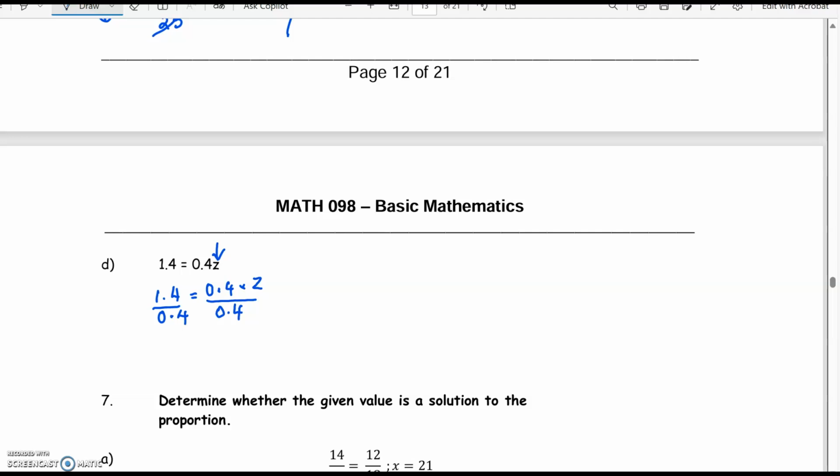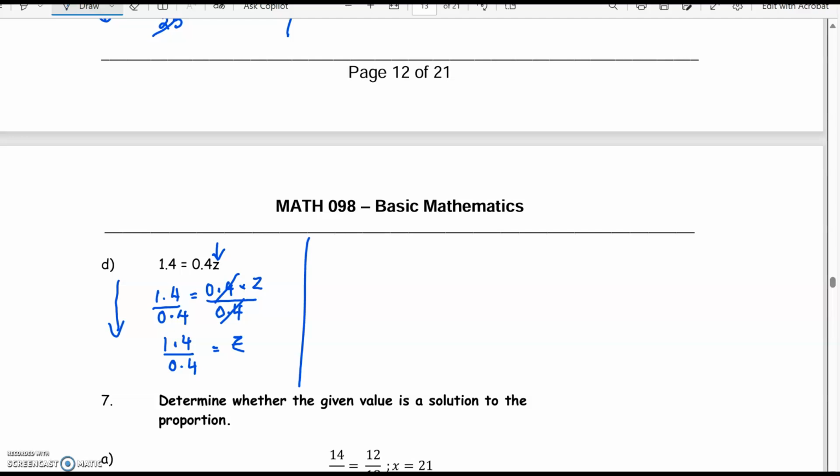Whatever we do to one side of the equation has to be done to the other side of the equation to keep the equation valid or balanced. So we cancel the 4's, and I'm going to work vertically down here. 1.4 over 0.4 is equal to z.